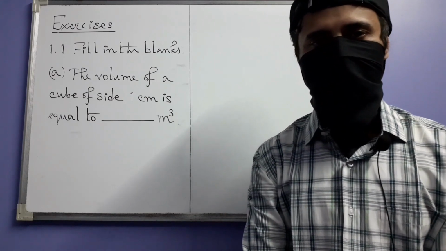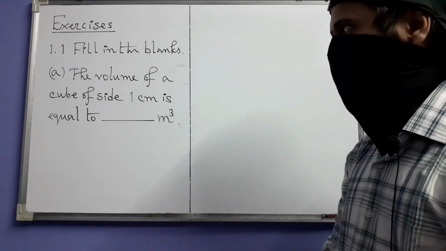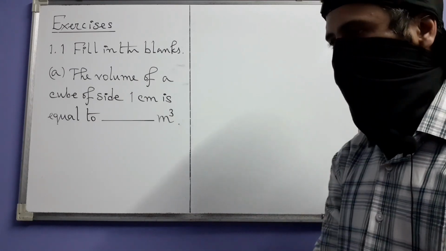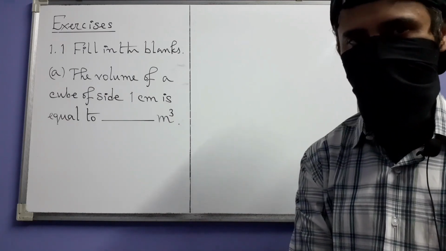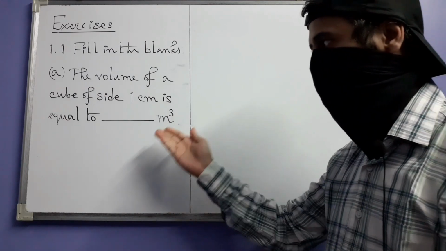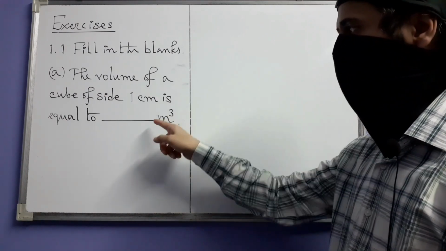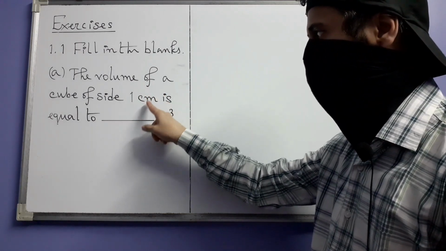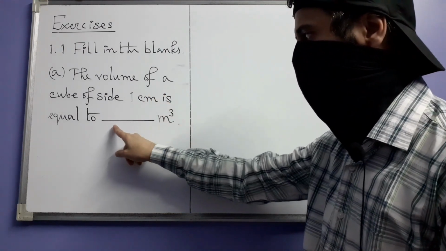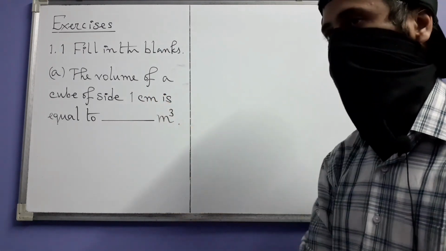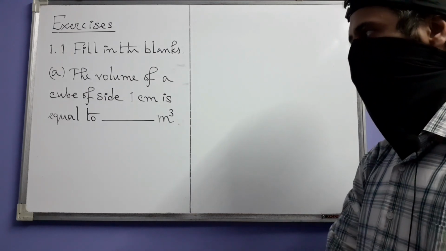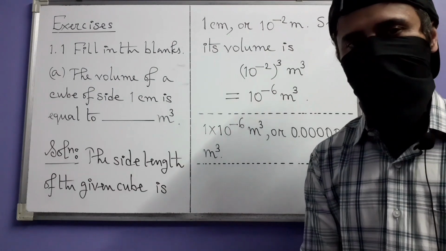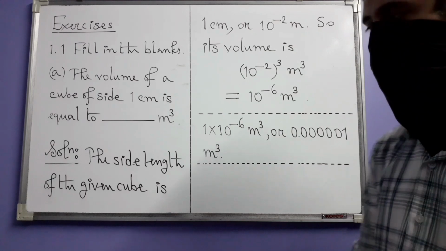So let us start the exercises next. And in this first one, we have to fill in the blanks in some statements, the first of which is this. The volume of a cube of side 1 centimeter is equal to dash cubic meter. So let's see how much this is. So the solution of course is pretty easy.